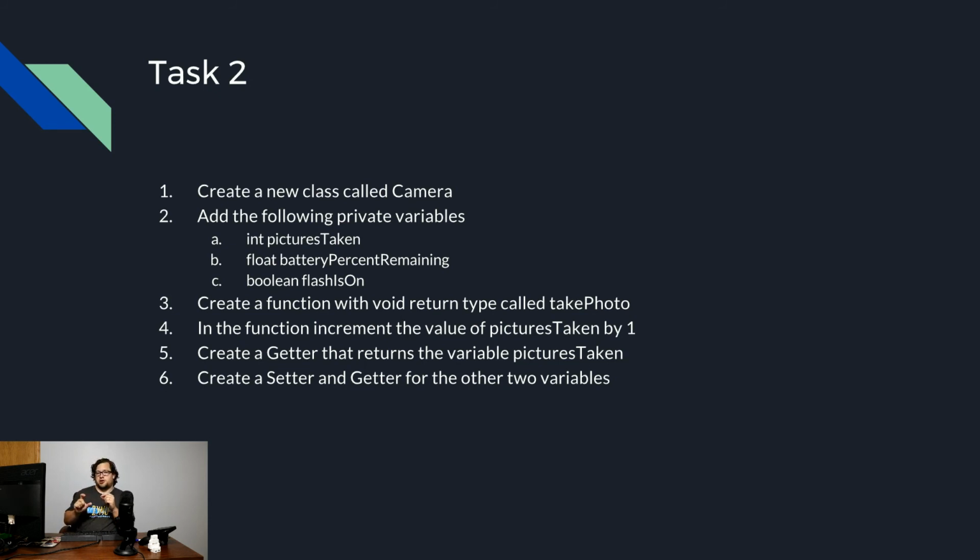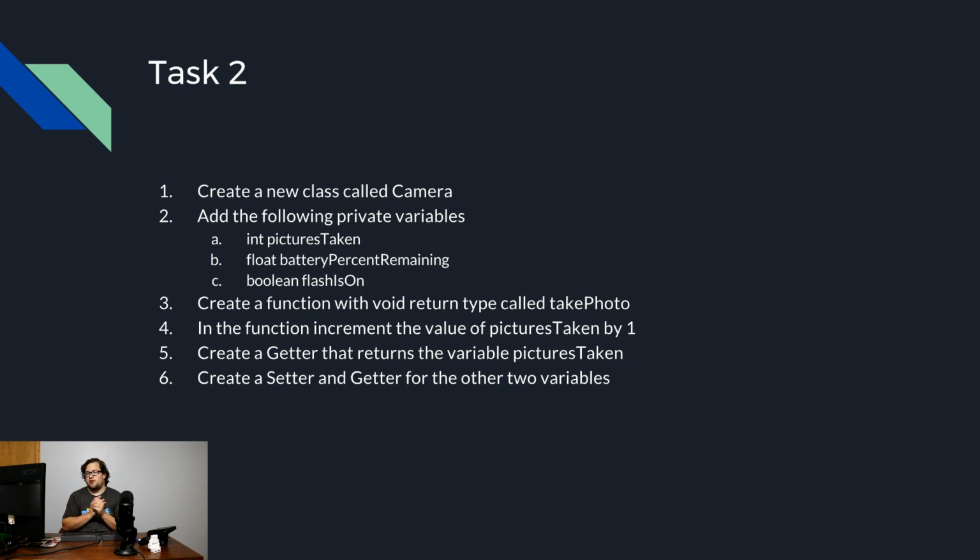I want you to create a function with the void return type that is called take photo. So imagine that's when the button's pushed, right? Click, click, click. That take photo would be called every time. I want you to then increment pictures taken by 1. So for example, if pictures taken starts at 0, because you've initialized it, after calling take photo 1 time, pictures taken should be equal to 1. Now create a getter that returns the value of pictures taken, and then I want you to create setters and getters for the other 2 variables. Pretty cool.